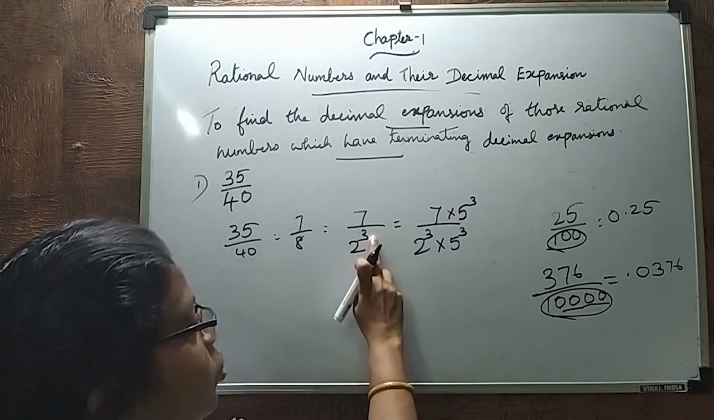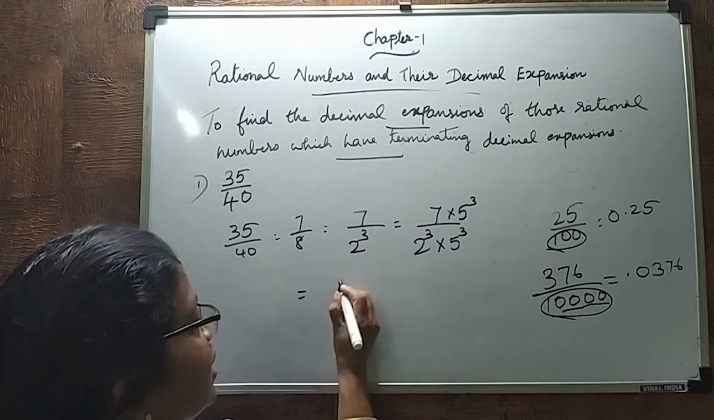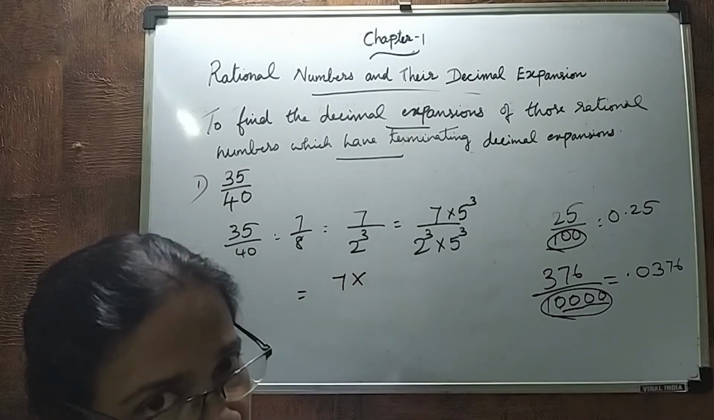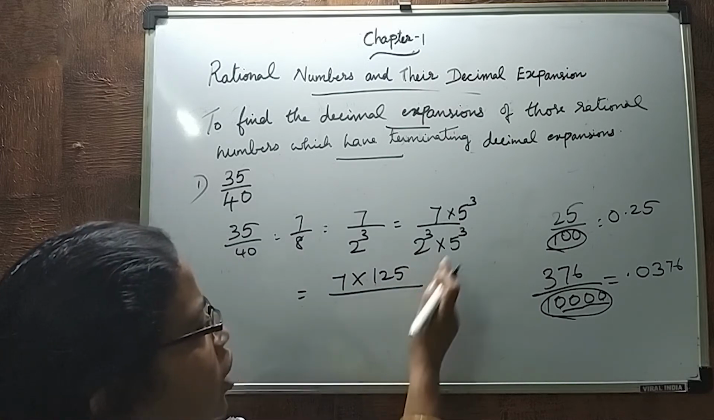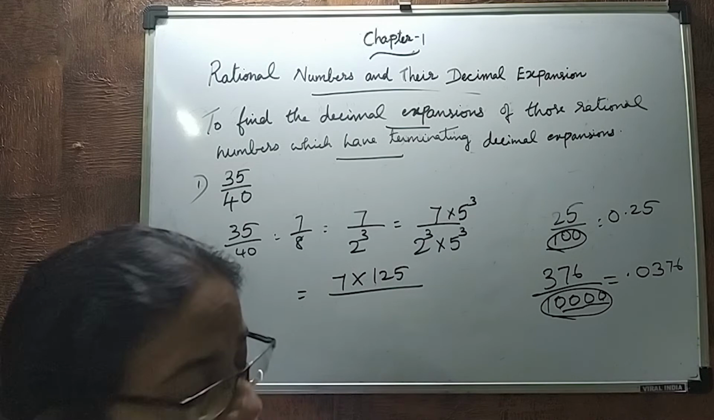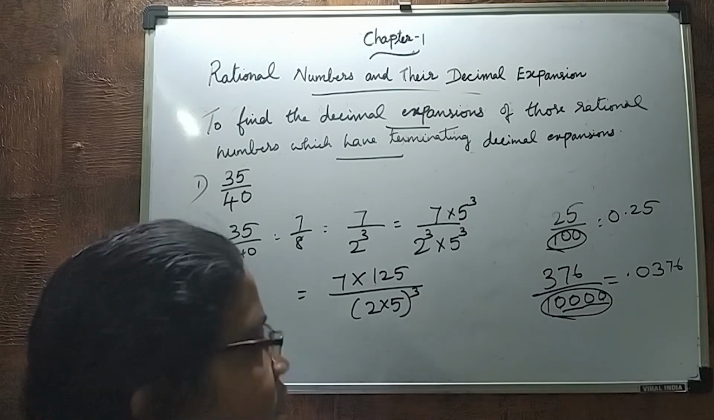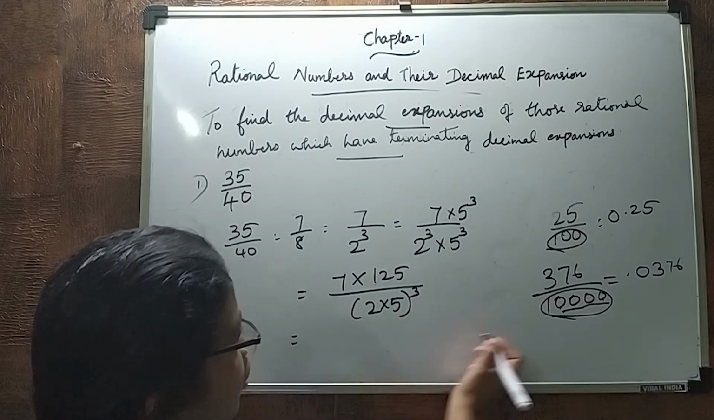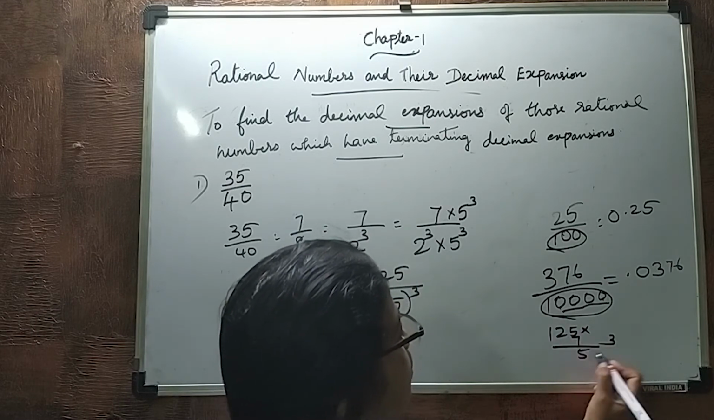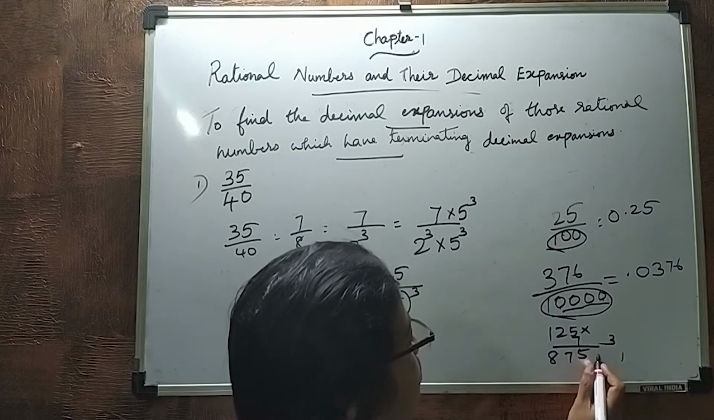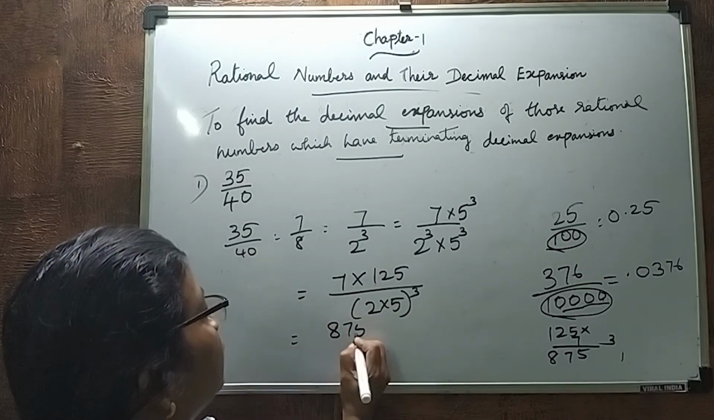So what we did here is, 2 raised to 3 is there, so here also we write 5 raised to 3. So this can be written as 7 into 5 raised to 3, which is 5 into 5, 25, 25 into 5, 125. So 125 divided by 2 raised to 3 into 5. The same common exponent is there, so bring it in the bracket and write it as all raised to 3. Now look, it will be 7 into 125, so it is 125 into 7, which is 875 divided by 2 raised to 5.